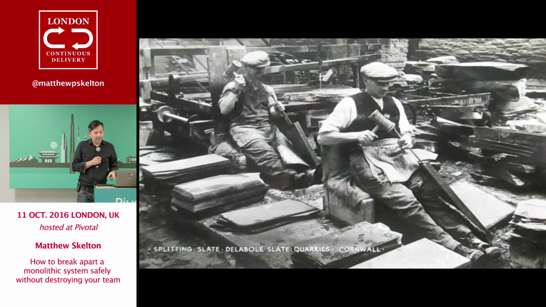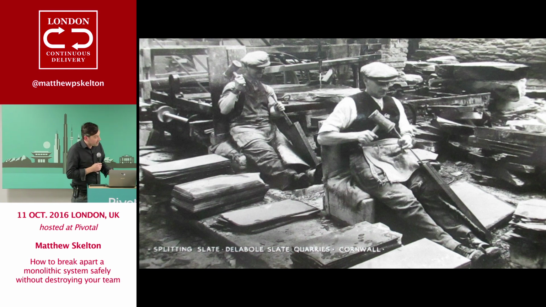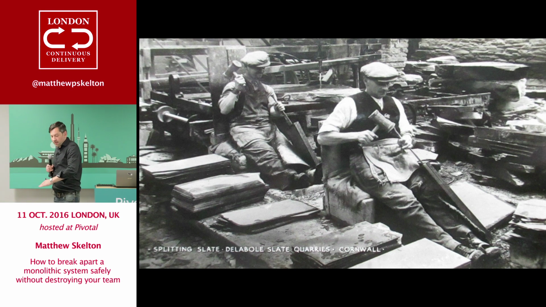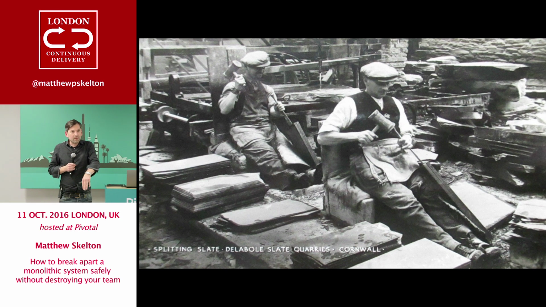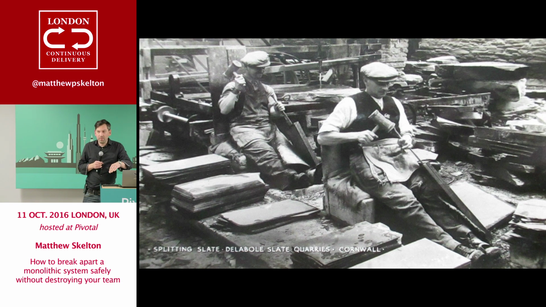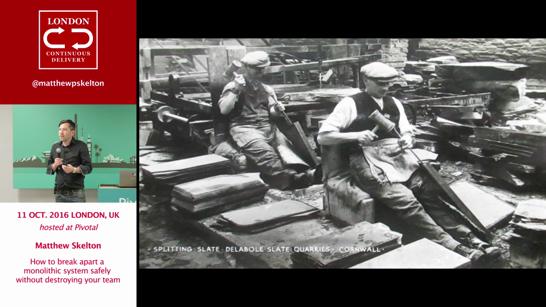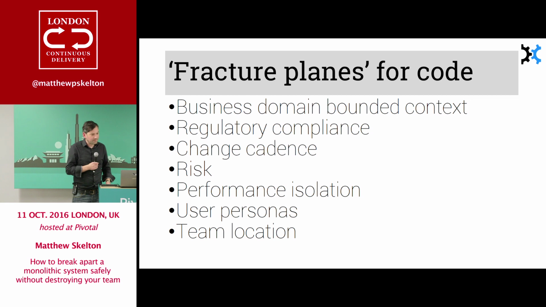So back to the real-world metaphor. These characters are splitting slate in a mine in Cornwall. Slate is made up of very thin, flat layers. That's why we use it for roofing. And what they're doing is splitting it along the natural plane of the rock, and that makes it much easier to split. A kind of fracture plane, if you like. So they're working with the material in a way which is sympathetic to the material.